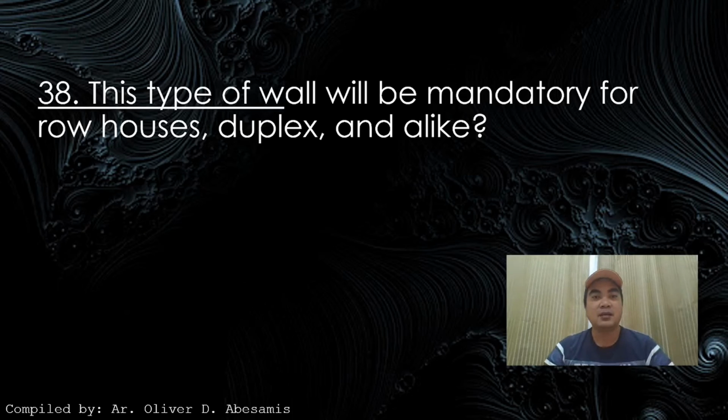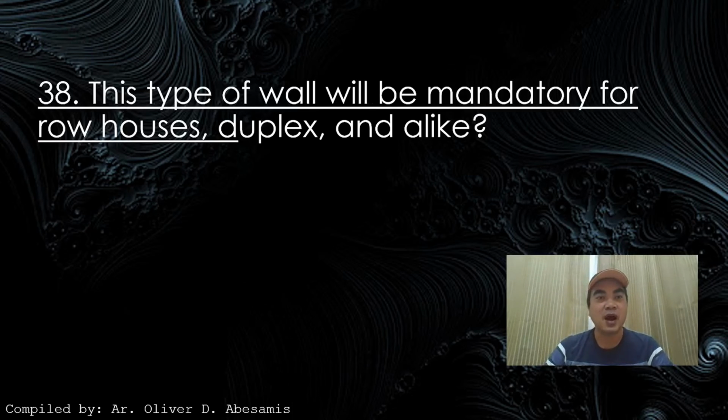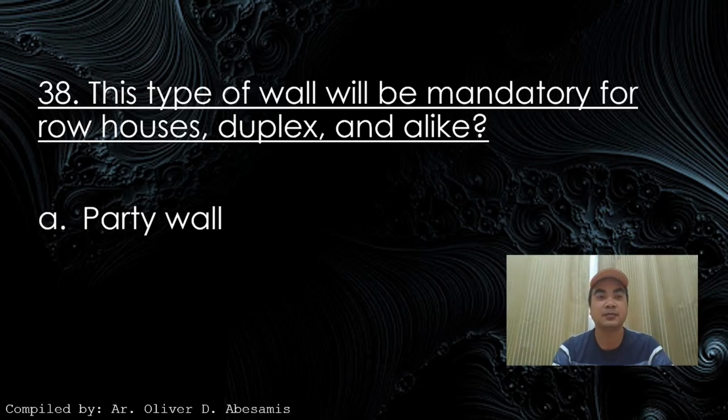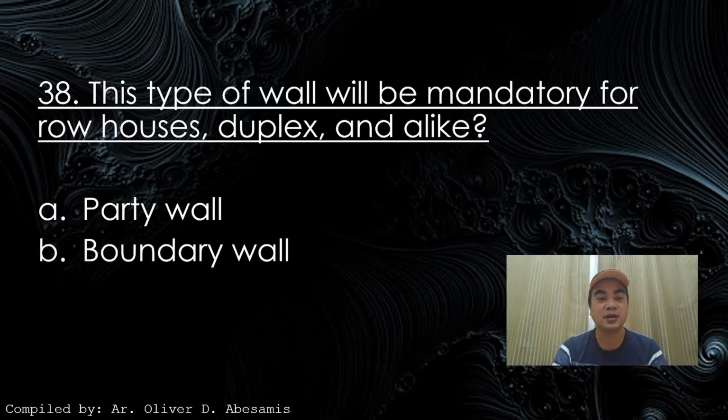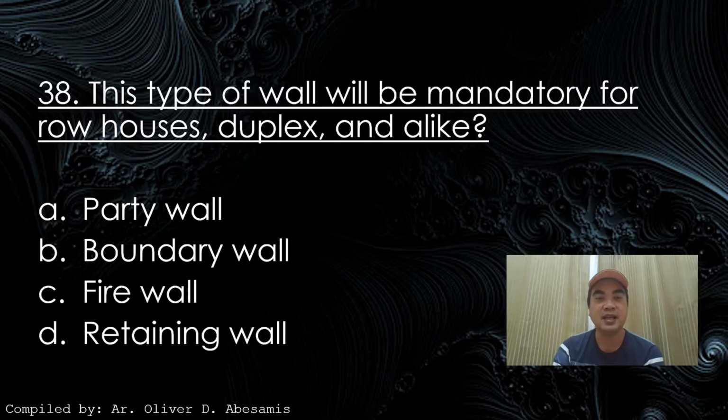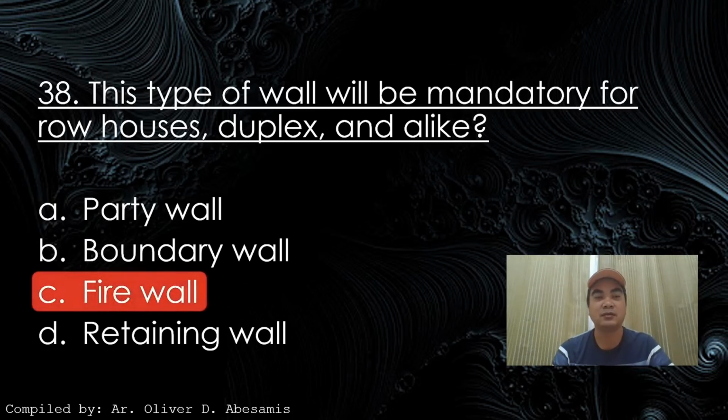38. This type of wall will be mandatory for row houses, duplex, and alike. A. Party wall, B. Boundary wall, C. Firewall, D. Retaining wall. Answer: C. Firewall.